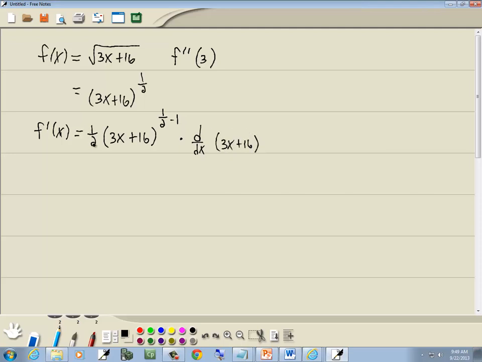So again, take your power, put it out in front. What's inside your parentheses remains as is. Lower your power by 1 times the derivative of what's inside the parentheses. So then 1/2 minus 1 gives us negative 1/2. The derivative of 3x plus 16 gives us 3. And I'll take that 3 and put it out in front, and 3 times 1/2 gives us 3/2.